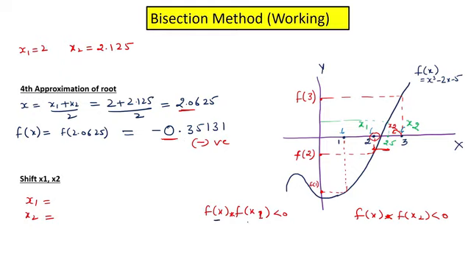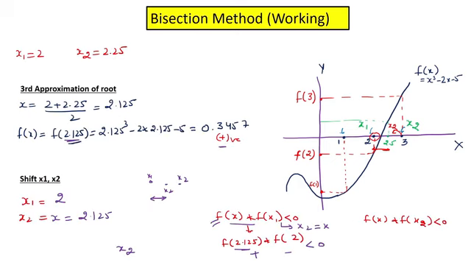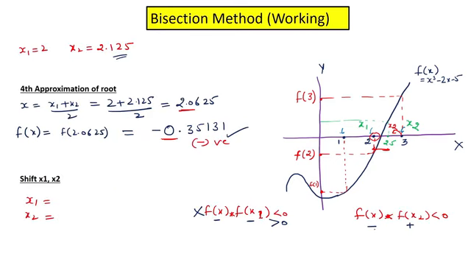For that, let's check these values, and f of x is a negative value and f of x1, that is f of 2, it was again a negative value. So that means multiplying two negative value will give me a greater than 0 value. That means this condition is wrong. But if I check this condition, it will be true because this f of x is a negative value, and f of x2, that means f of 2.125, if you check it, it was a positive value. So multiplying two opposite sign value, I will get a lesser than 0 value.